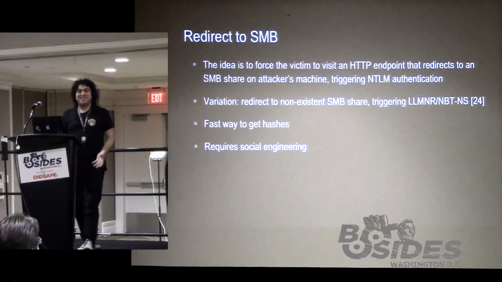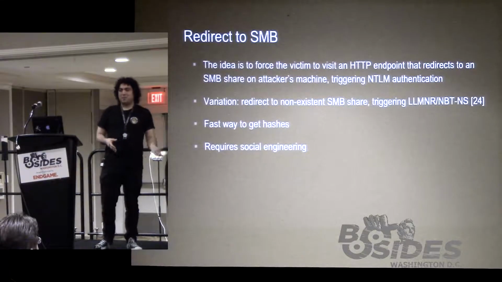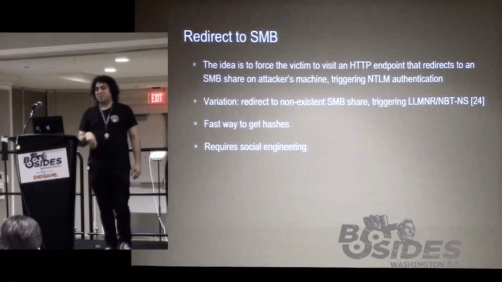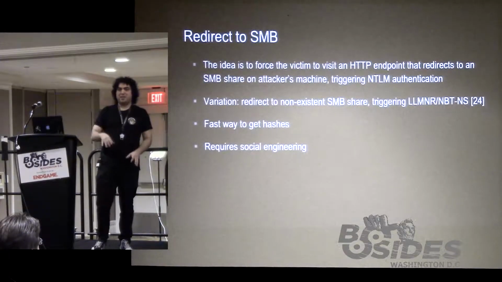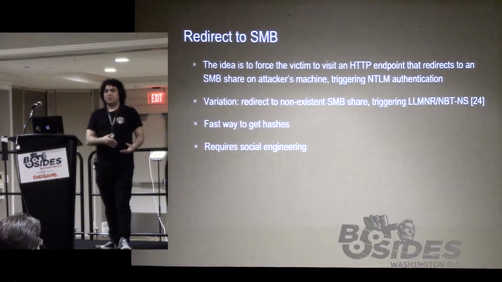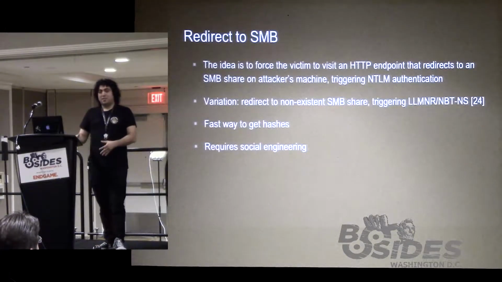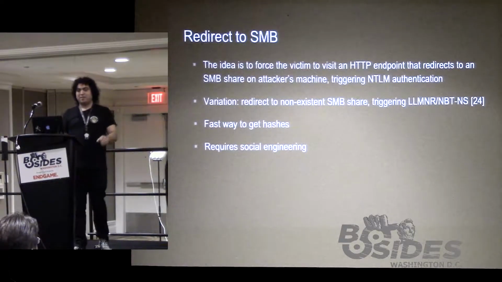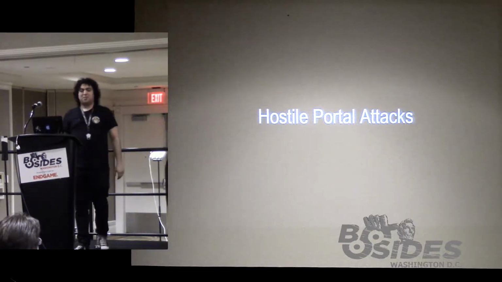So redirect to SMB, essentially the idea is that you force a victim to visit an HTTP endpoint. And this HTTP endpoint corresponds to an HTTP server that you control. And this HTTP server does one thing and one thing only, and that's redirect all HTTP requests to an SMB share, because you can do that. So what will happen is the victim will click this link, their browser will go to your rogue HTTP server, your rogue HTTP server will redirect that browser to an SMB share on a server that you control. The browser will then be forced to authenticate with your rogue SMB server, and you get hashes that way. So this is pretty cool. It also requires social engineering, because you have to coerce a user some way to click this link.